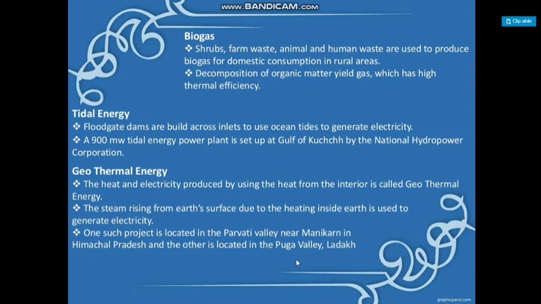Geothermal energy. The heat and electricity produced by using the heat from the interior of the earth is called geothermal energy. It is so hot that when it rises to the earth's surface, it turns into steam. This steam is used to drive turbines and generate electricity. Examples of projects set up in India to utilize geothermal energy: number one is the Parvati Valley near Manikaran and the Puga Valley in Ladakh.